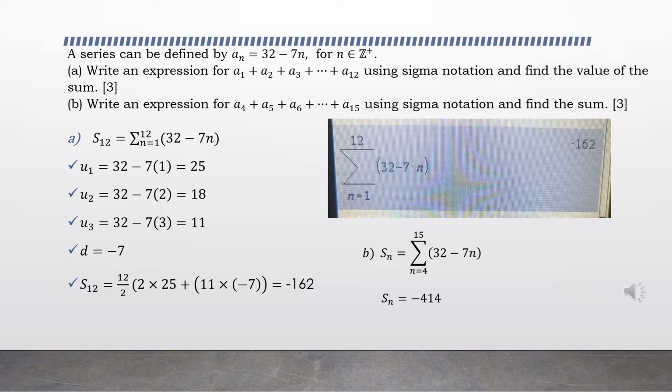So for letter B, same way. But then we are asked to write an expression in sigma notation for the sum of the terms from the fourth term until the 15th term. So it's going to be the summation of the general formula given, which is 32 minus 7n from n equals 4, that's our starting term, until the 15th term. So I use again my GDC using the catalog. This gives me an answer which is equal to negative 414.